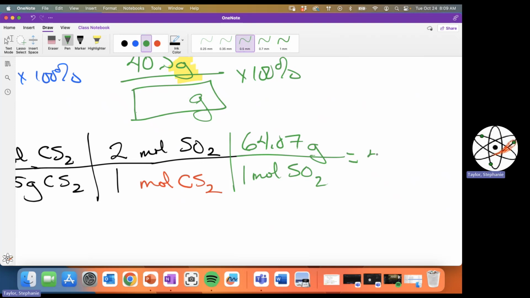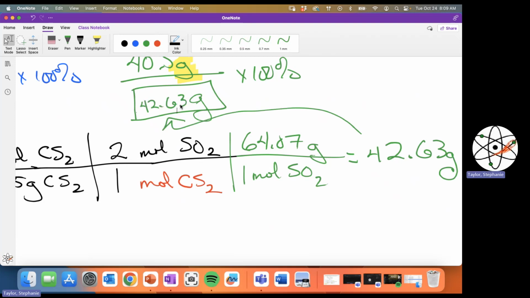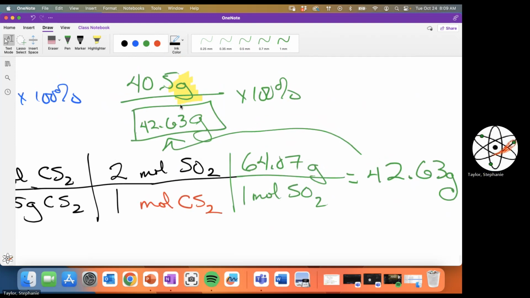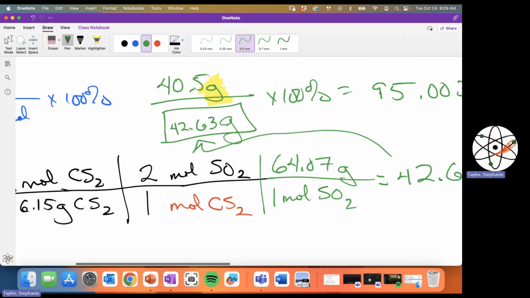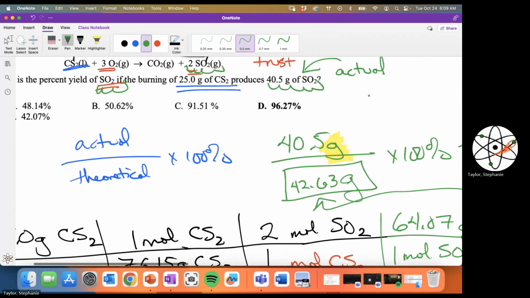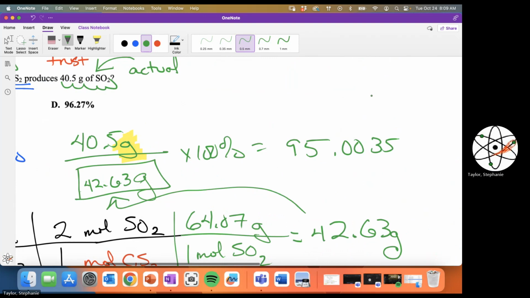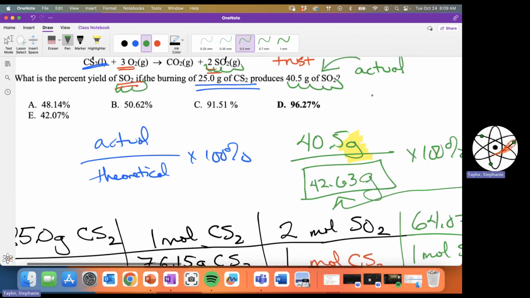After all that's said and done, I get 42.63 grams. So that's what then goes over there. 42.63, 40.5 divided by 42.63 times 100 is 95.0035%. I'm off a little bit. That happens.